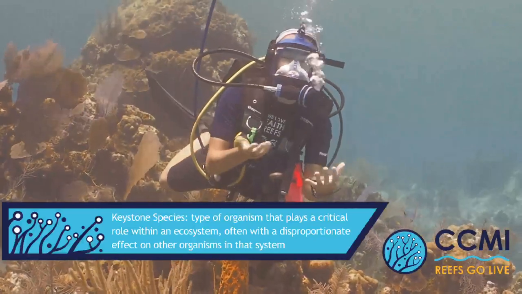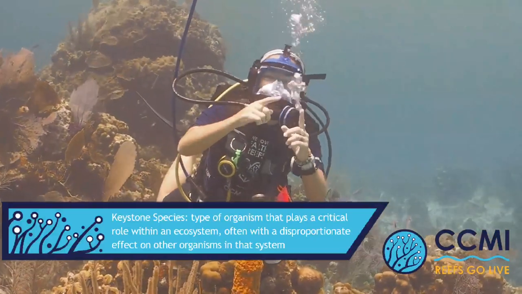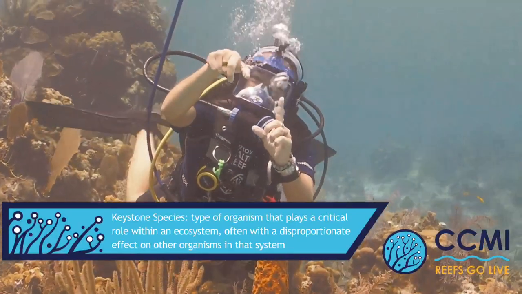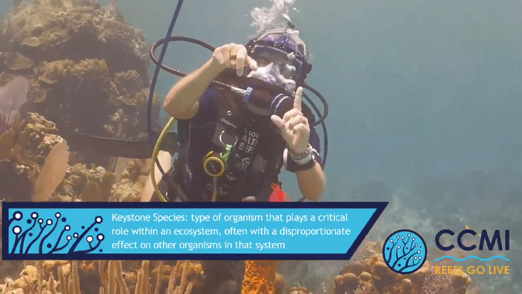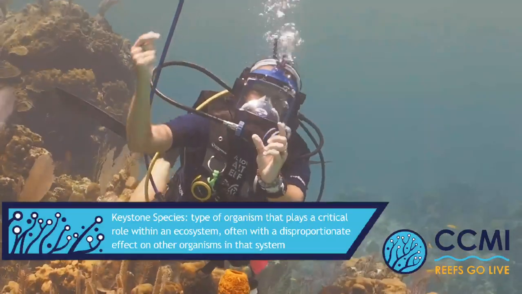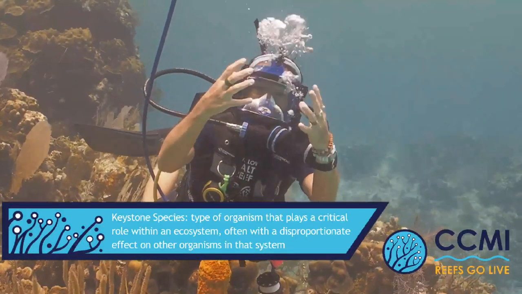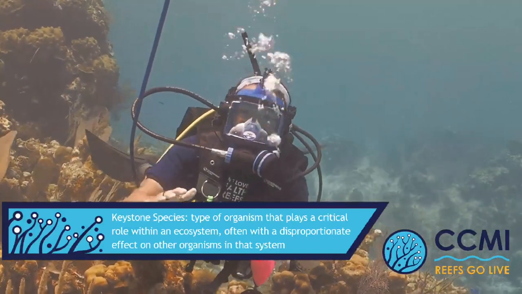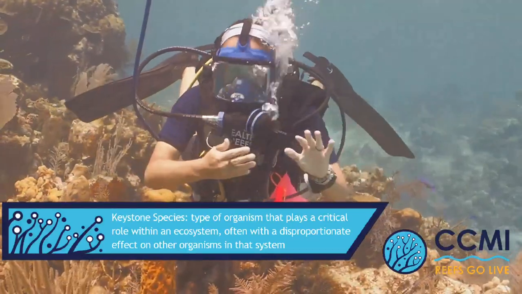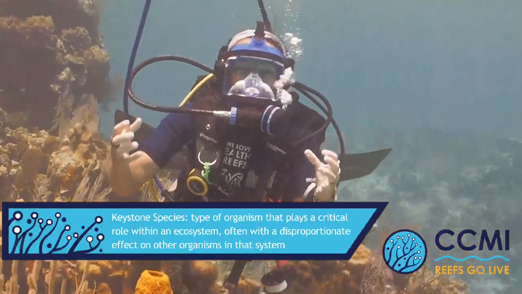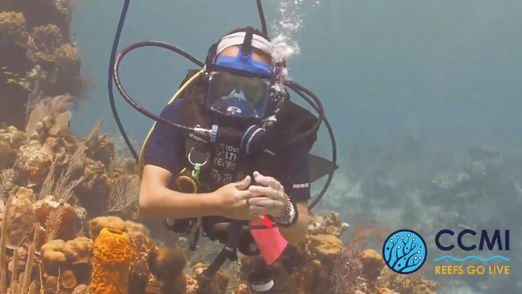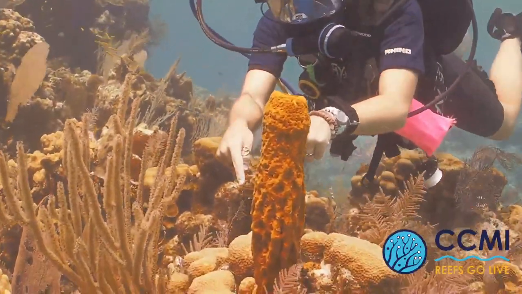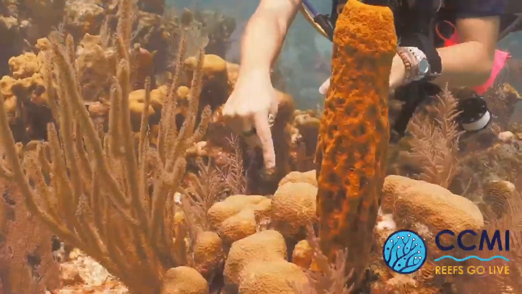Now, a keystone species is an organism that, without that organism's presence in the ecosystem, you could potentially have ecosystem collapse. If any of our dive buddies have seen a bridge or an archway, the keystone is the top stone at the very top of the arch that, if you remove that keystone, the entire archway will fall. So there are certain organisms on the reef without which we wouldn't have a healthy reef system or healthy food chains.